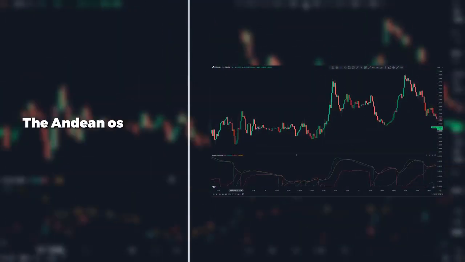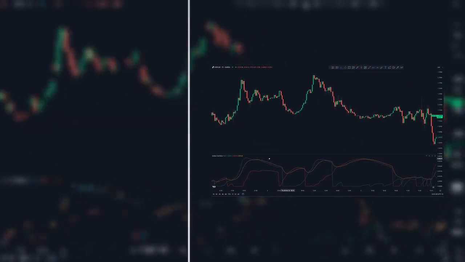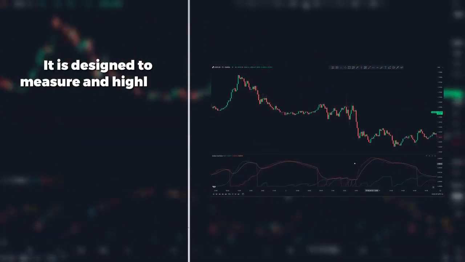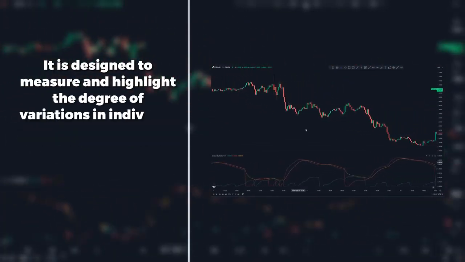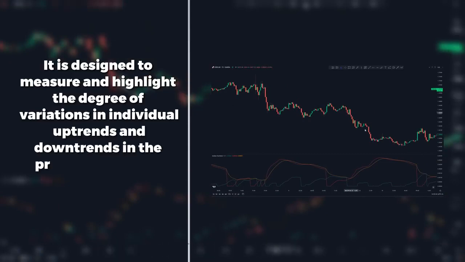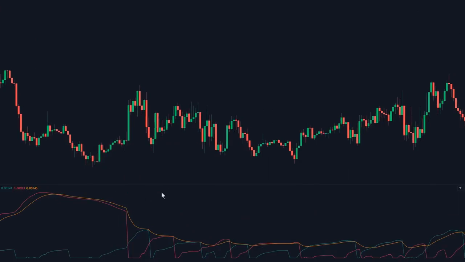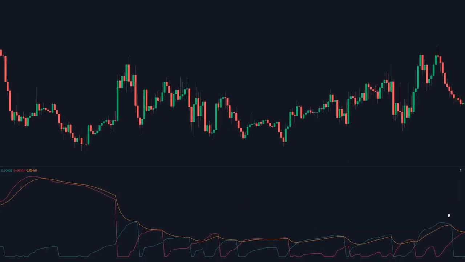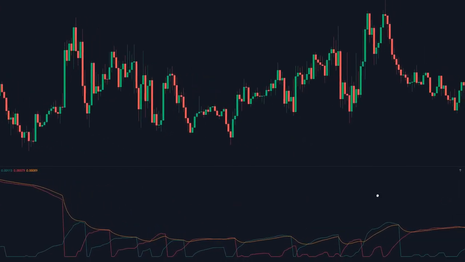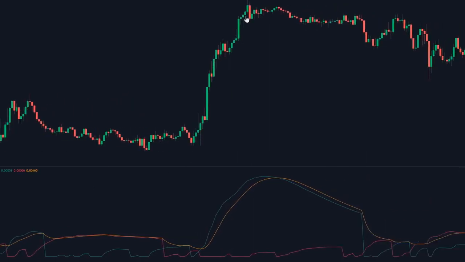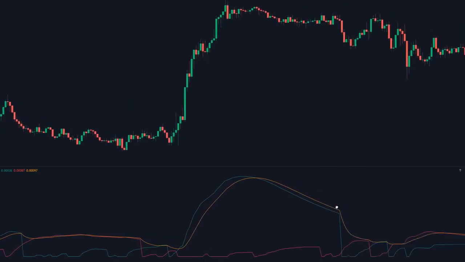Now, the Andean Oscillator is a technical indicator. It's designed to measure and highlight the degree of variations in individual uptrends and downtrends in the price of a financial asset, such as a stock or a currency pair. This indicator is particularly useful for traders who want to identify the strength and direction of the current trend in the market. Now, let's take a look at what it's made of.